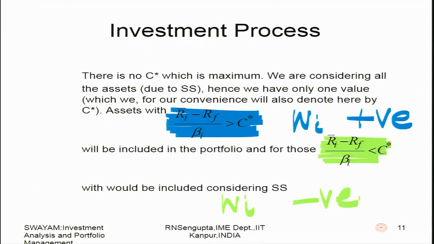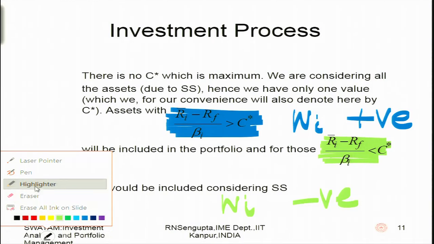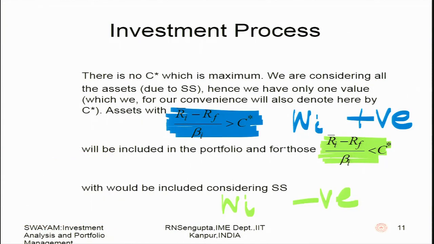But remember, for both these cases, we will always ensure the weights sum to 1, considering the normalized weights. I will come to that.